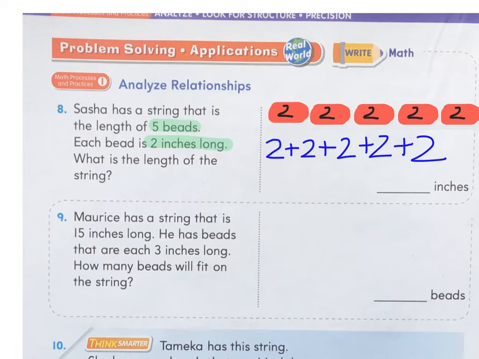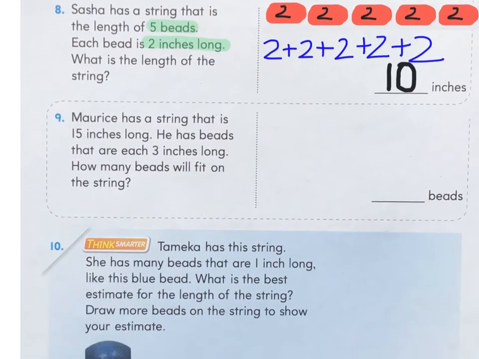And who knows the answer to that? What is 2 plus 2 plus 2 plus 2 plus 2? I think I heard somebody call out 10. So the string is 10 inches long. Let's try number 9.